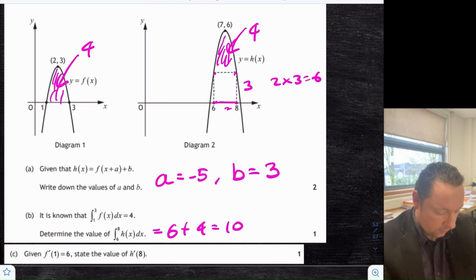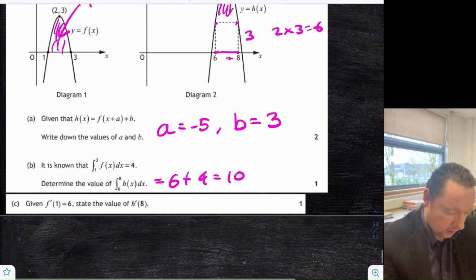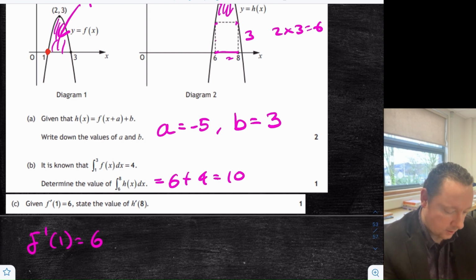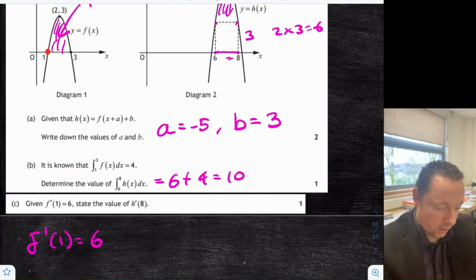Part C says, given that f dash of -1 equals 6, what's h dash of -8? f dash of -1 equals 6, let's just use a different colour pen now. That means that the gradient of the tangent at this point here equals 6, and it's asking us, what is the gradient of the tangent at 8?